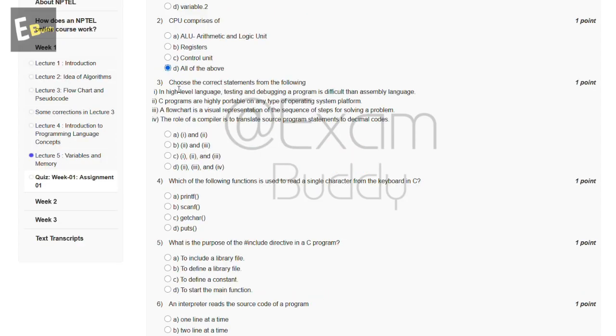Now the third question is, choose the correct statement from the following. These are the statements. The answer of the third question is B: C programs are highly portable on any type of operating system platform, and a flowchart is a visual representation of the sequence of steps for solving a problem.